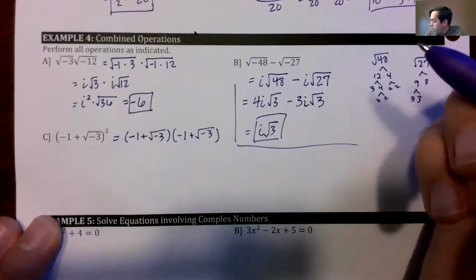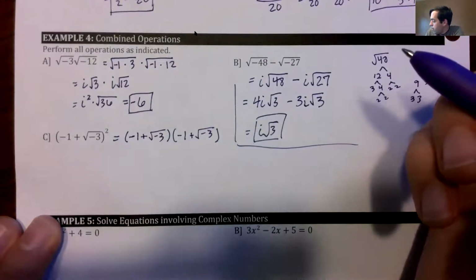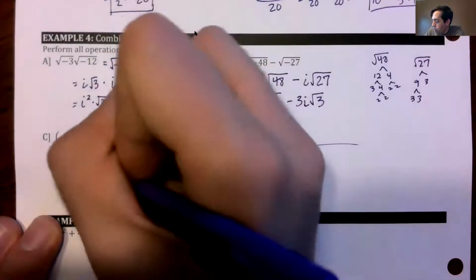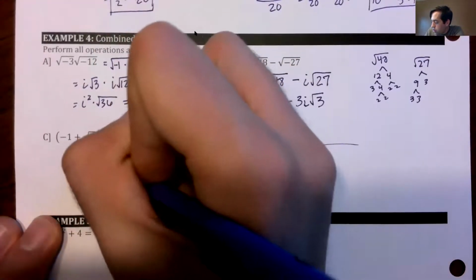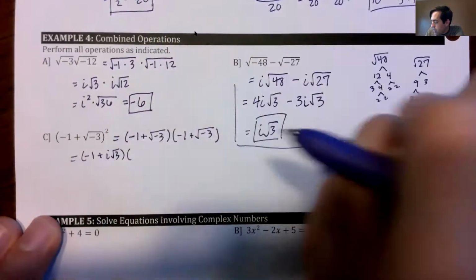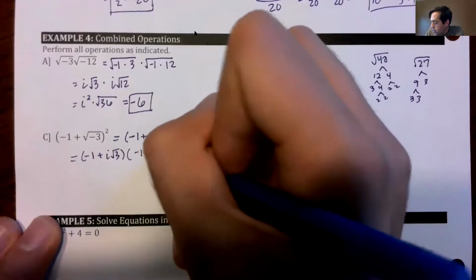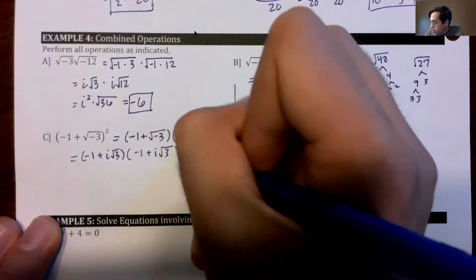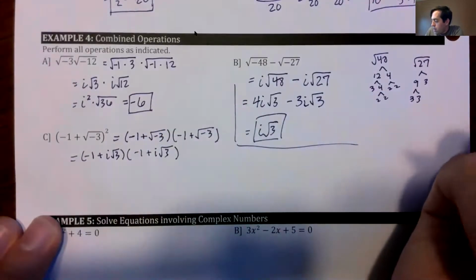And I think maybe we should change this square root of -3 into i root 3 before we even start, so we don't accidentally multiply it incorrectly. And now let's see what happens when we FOIL.